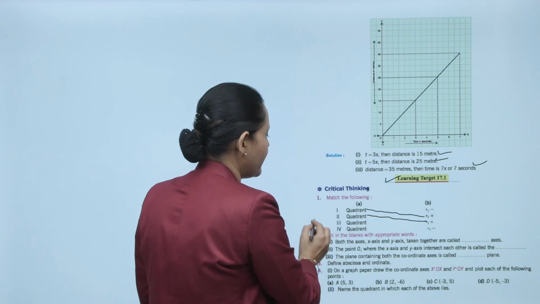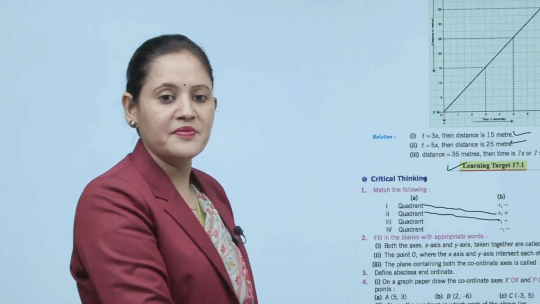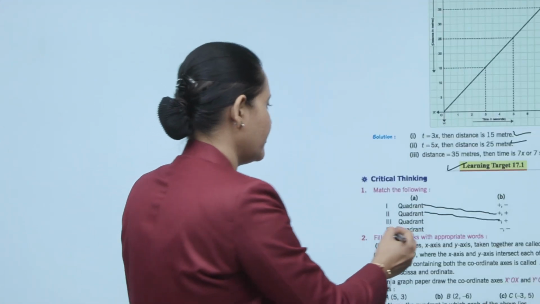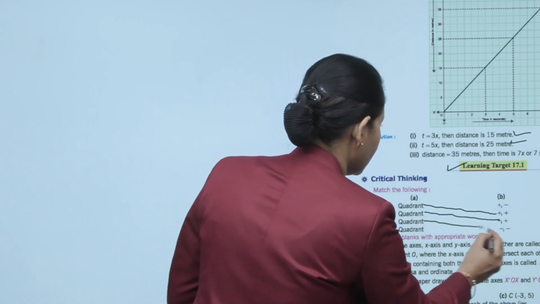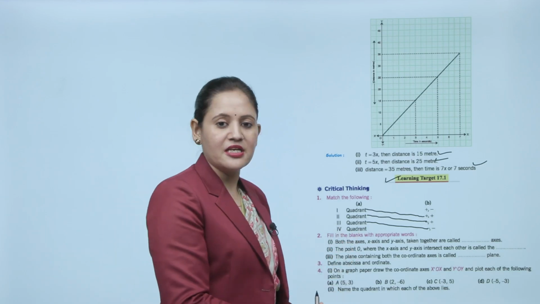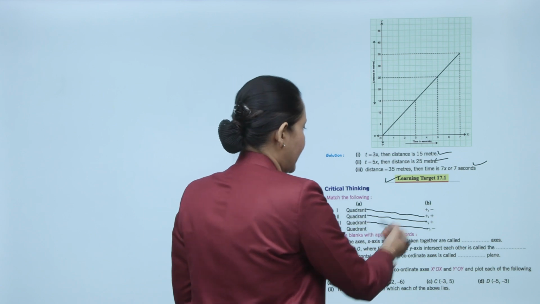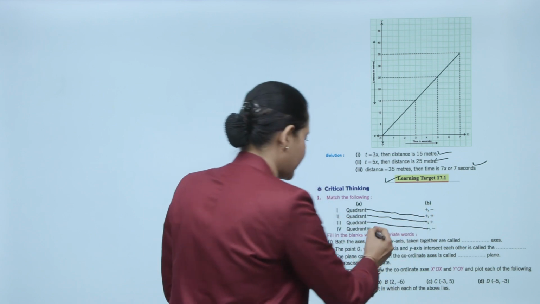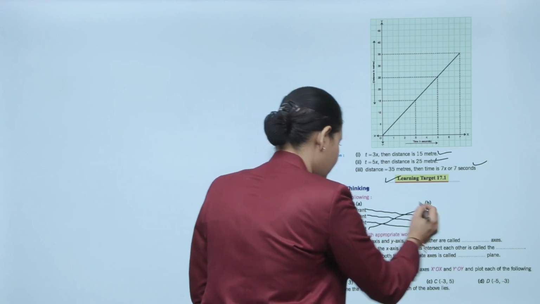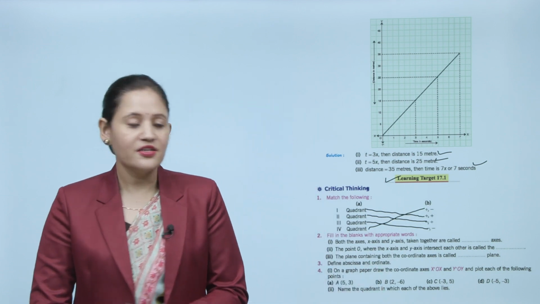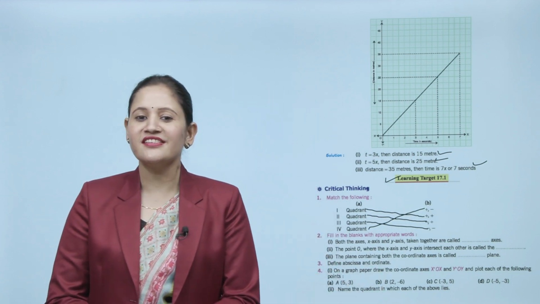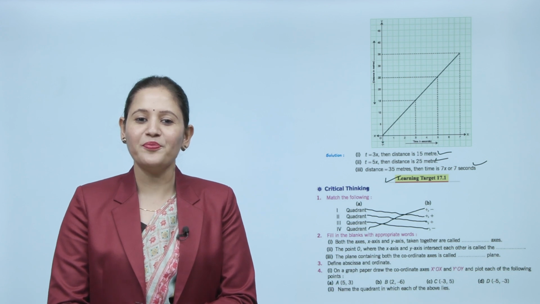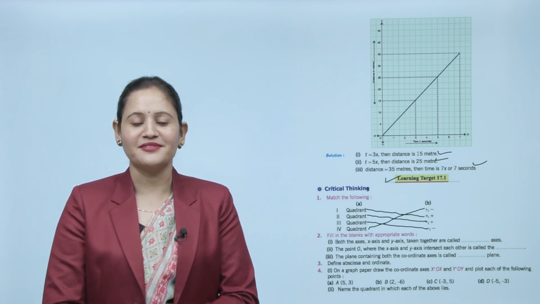If we talk about the third quadrant, x and y both are negative. If we talk about the fourth quadrant, x is positive and y is negative. Clear? So you have to practice all these questions. Here we end the chapter. I hope you understand it well. Now you have to practice it.